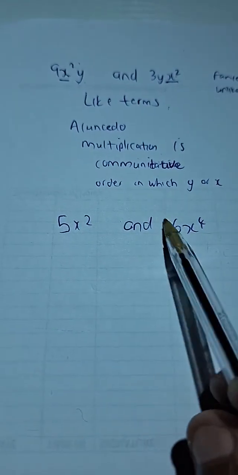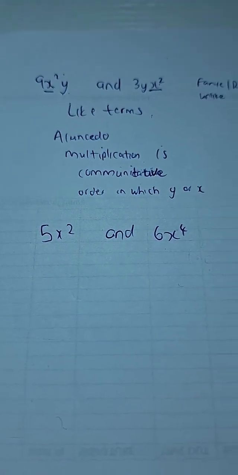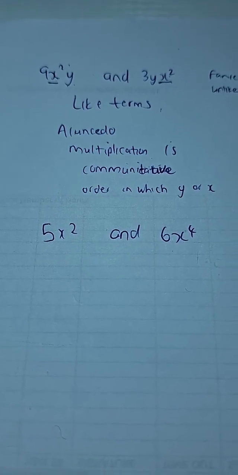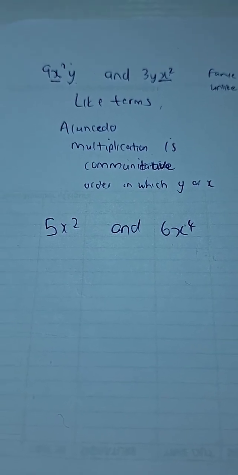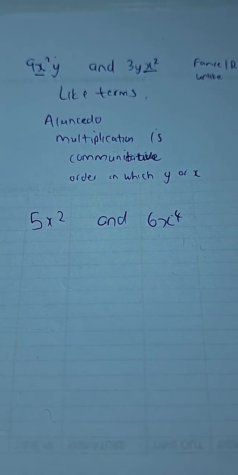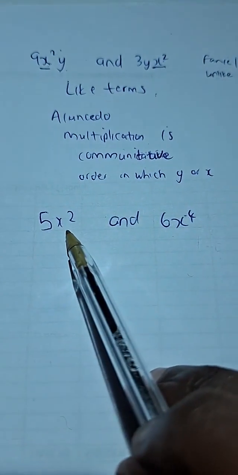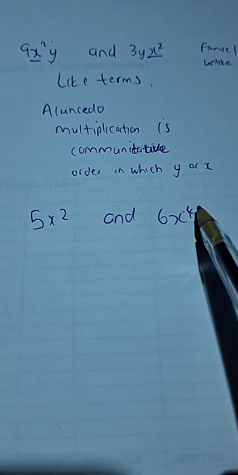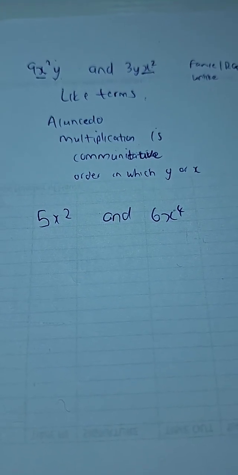Unlike. So yes, guys, these are unlike. Why are they unlike? If you were to give an explanation, why did you say unlike? Why are you saying they are unlike? Yes, pancake, yes, the exponents are not the same. So even though the variables are the same, the exponents are different. That's what makes them unlike.